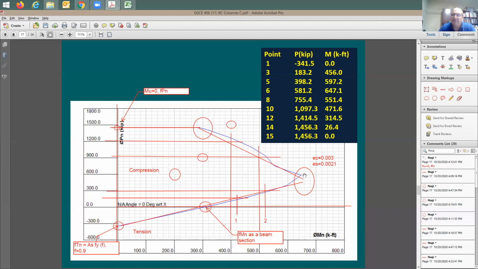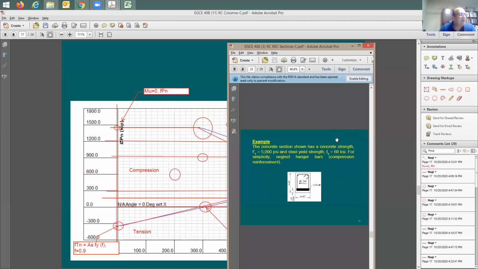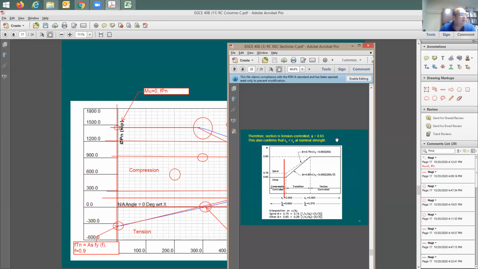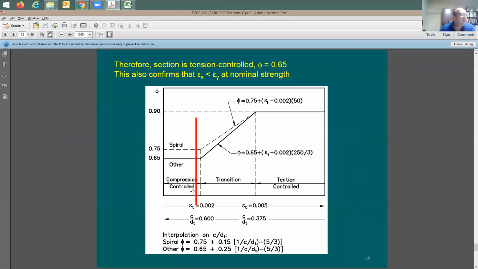Someone's going to say, but we have this transition zone, when the strain is between 0.002 and 0.005, correct? You say, okay, not very clear on this. I'm going to take you back to this chart. When the strain is equal to the yield strain, what happened? We call this compression control, and then we have transition, and then we have tension control.